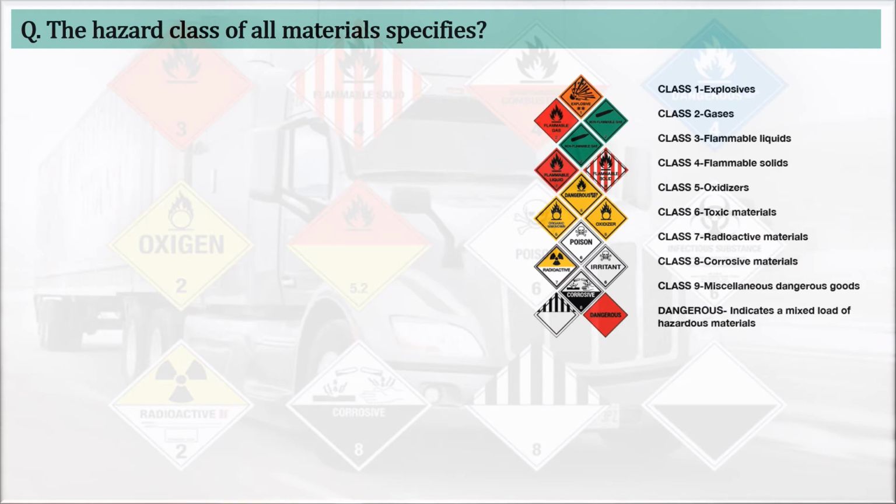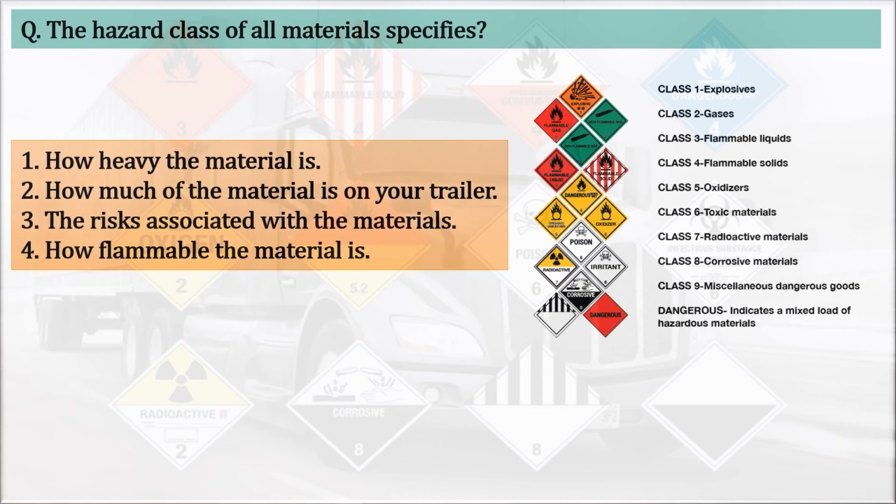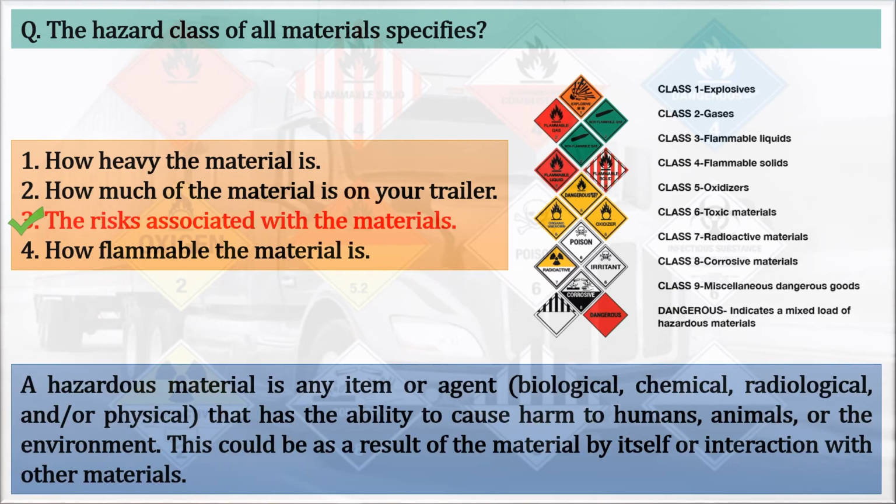Question: the hazard class of all materials specifies? Option number 1, how heavy the material is. Option number 2, how much of the material is on your trailer. Option number 3, the risks associated with the materials. Option number 4, how flammable the material is. The answer is option number 3, the risks associated with the materials.